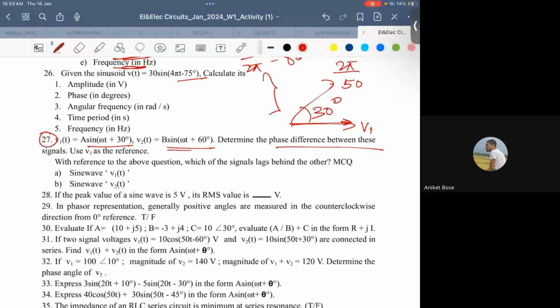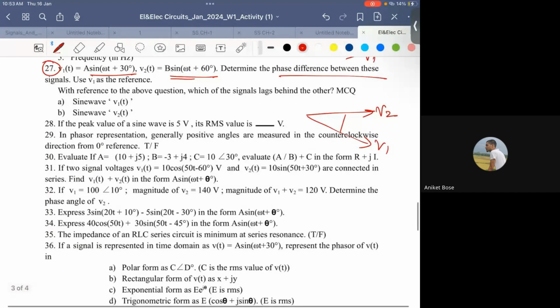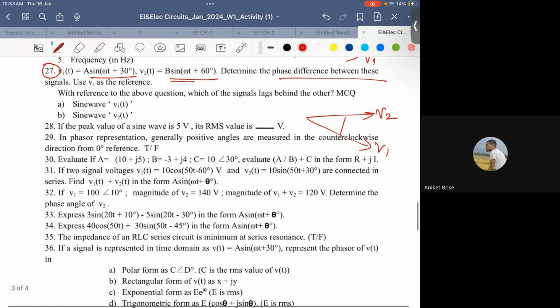If V2 is the reference, then the phase difference will be 30 minus 60. So if V2 is the reference, V1 is what? V1 is lagging, right? So V1 will be somewhat like this, right? So V2 is always leading, correct? Did you get an idea? Have you understood or not?